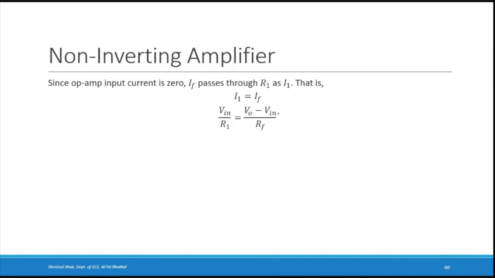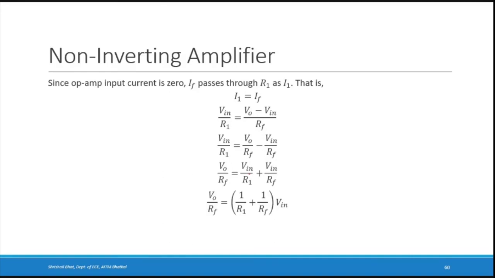V0 minus V in by RF, I can split this as V0 by RF minus V in by RF. Is it right? On the RHS, there is V0 minus V in divided by RF, so I can write it as V0 by RF minus V in by RF. Then we will take V0 terms on one side and V in terms on the other side. If I just rearrange, V0 by RF is equal to V in by R1. If I take this to the other side, minus V in by RF will become plus V in by RF. So V0 by RF is equal to V in by R1 plus V in by RF, right?